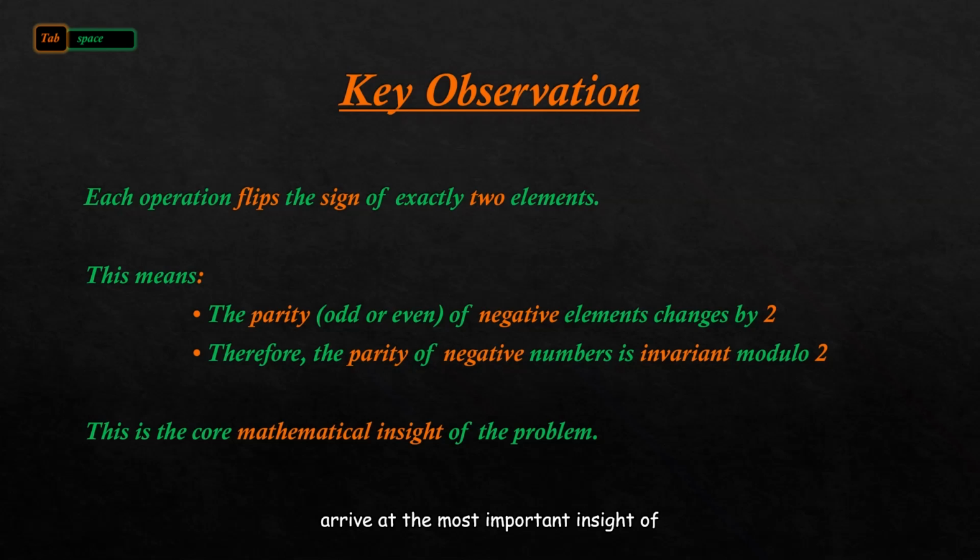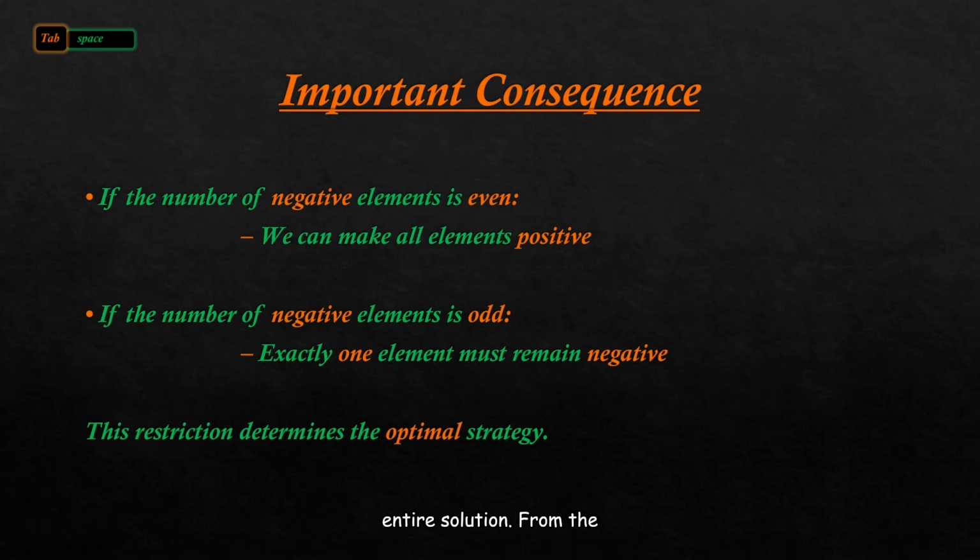Now we arrive at the most important insight of the problem. Each allowed operation flips the sign of exactly two elements. This has a critical implication. The number of negative elements in the matrix changes by 2, not by 1. Therefore, the parity, whether the number of negative elements is odd or even, never changes. This parity invariance is the backbone of the entire solution.